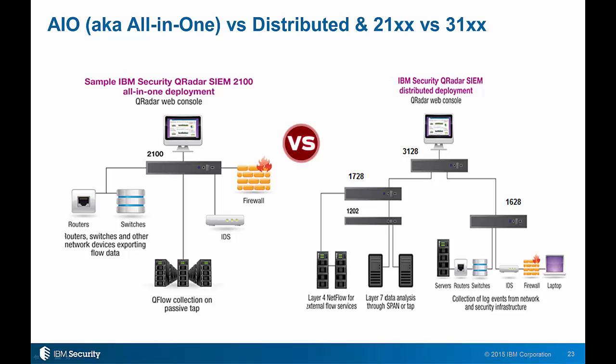In a distributed environment, QRadar will have different appliances doing different things. For example, it will have a console that handles all offenses, reports, configuration, etc. It can have flow and or event collectors and also event or flow processors in the environment. Each appliance will have a separate role in the environment. In the distributed deployment, systems can be deployed in the same data center or remote sites.